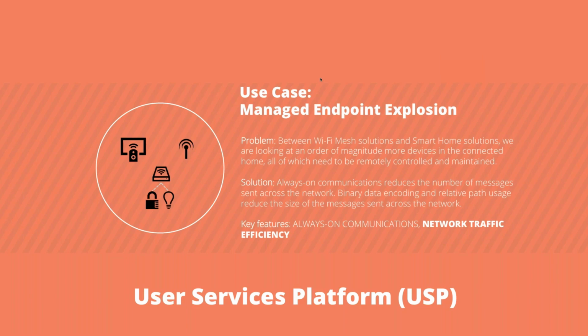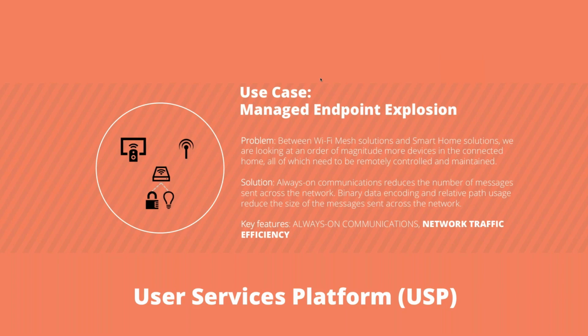So the solution here is first off, having an always-on communication channel helps reduce the number of messages sent across the network. As we see in TR69 CWMP, every time a management entity wants to communicate with a device in the home, it has to establish a communications path, and that includes several messages. But with an always-on communications channel, as the device comes online, that's when the communications path is established, and then after that, each request is sent on its own. It doesn't have to do some kind of pre-work to get the session started. So that definitely saves on the number of messages being sent across the network.